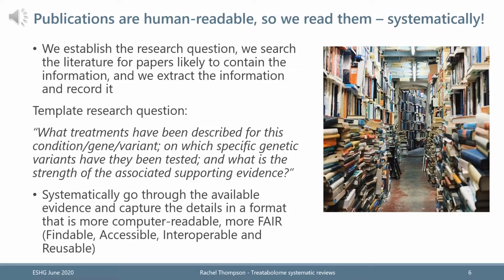A systematic literature review searches the published literature in a comprehensive and systematic way to extract evidence that helps answer a particular research question. In our case, our research question is something along the lines of what treatments have been described for this condition or gene or variant, on which specific genetic variants have they been tested, and what is the strength of the associated supporting evidence. Each individual element of this question is important. We need to know the specific treatments that have been tested. We need to know the genetic defects that it's been tested on, and we need some way of evaluating the strength of the evidence for the treatment.